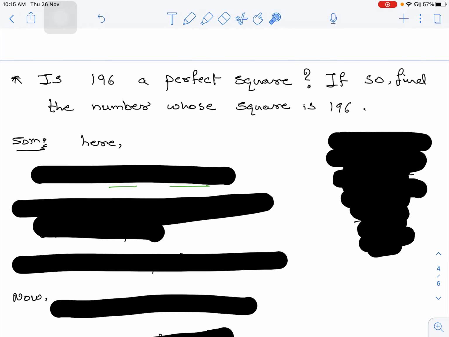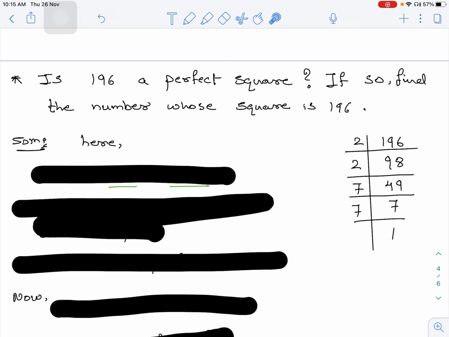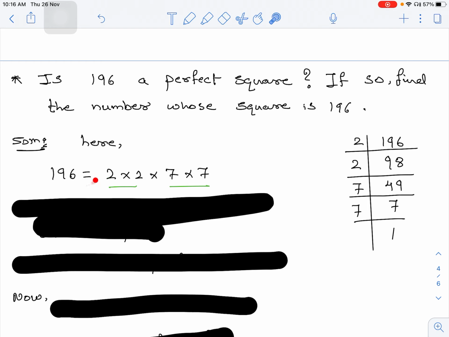Okay, now let us consider the next example. Here it is given, is 196 a perfect square? If so, find the number whose square is 196. Again, same condition, if you want to check whether 196 is a perfect square, we will find its prime factors. Now here 196, we can divide it by 2, so 2 ninety-eights are 196, 2 forty-nines are 98, 7 sevens are 49, 7 ones are 7. Now these all are factors of 196.